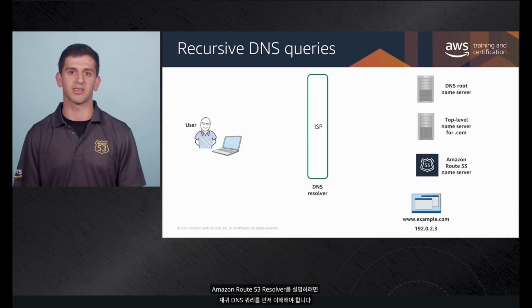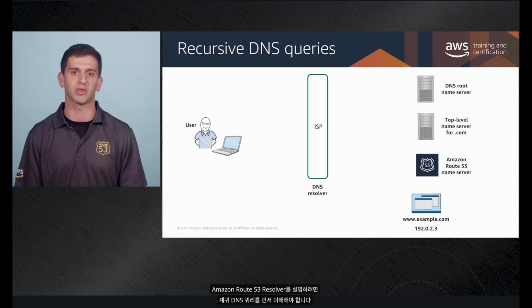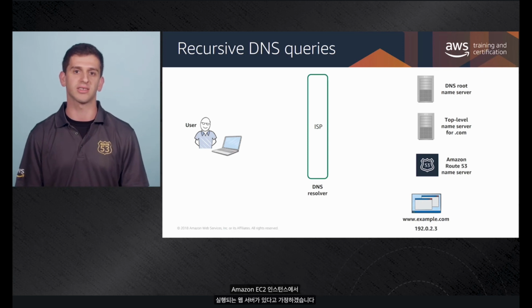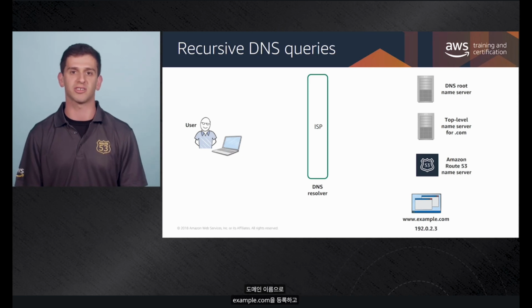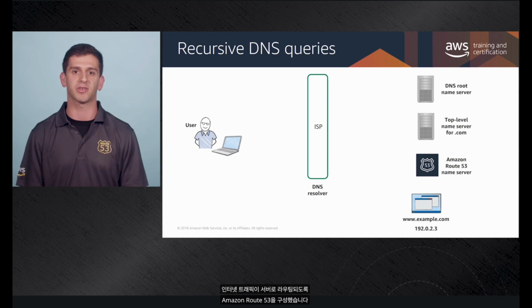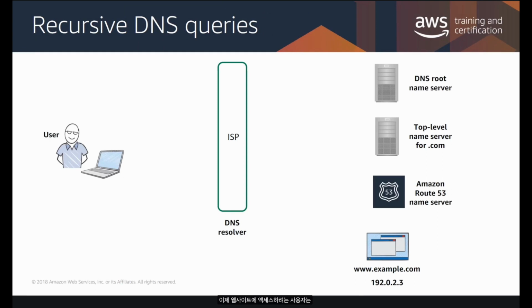Before we can start talking about Amazon Route 53 Resolver, you must first understand what recursive DNS queries are. Let's say you have a web server running on an Amazon EC2 instance. You have registered your domain name, example.com, and configured Amazon Route 53 to route your internet traffic to your server. Now, if a user wants to access your website, they will open a web browser and enter www.example.com. The user's local machine will see if the IP address of the website is located in cache.